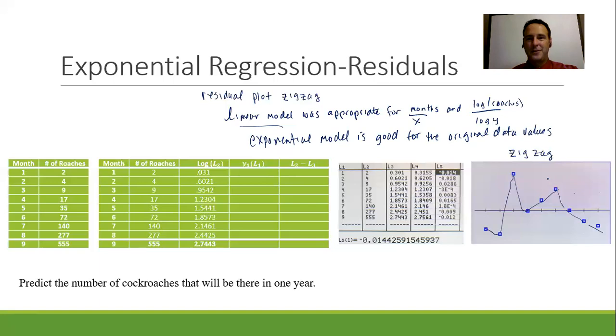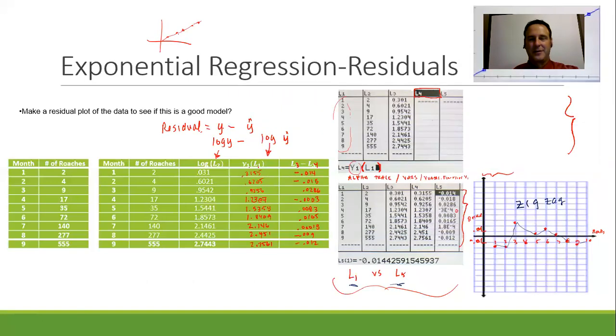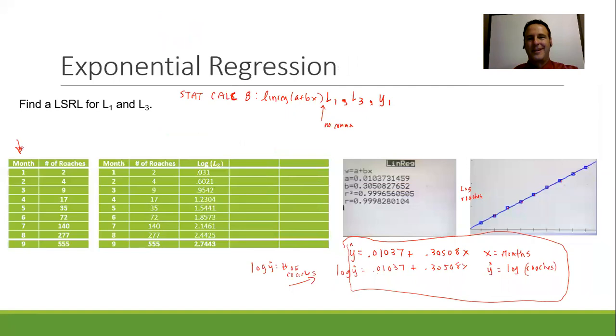So our residual just says that, you know what, the line that we tried to model for the months versus the log of the roaches was fantastic. In fact, not only did it make a zigzag, which is really the more important part, but your R was actually really good. I'm going to skip back just one or two because I want to see what it is. Yeah, it's 0.999. You can see it right here. 9998.